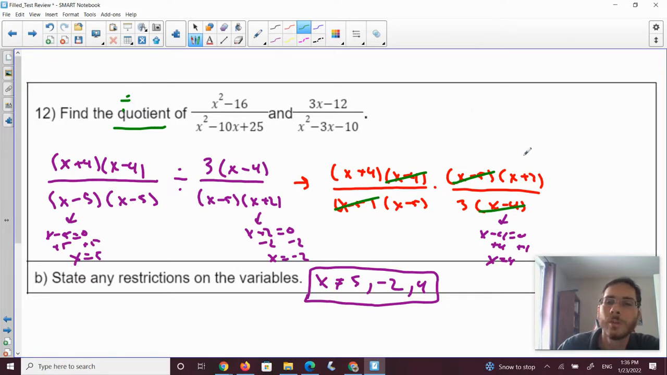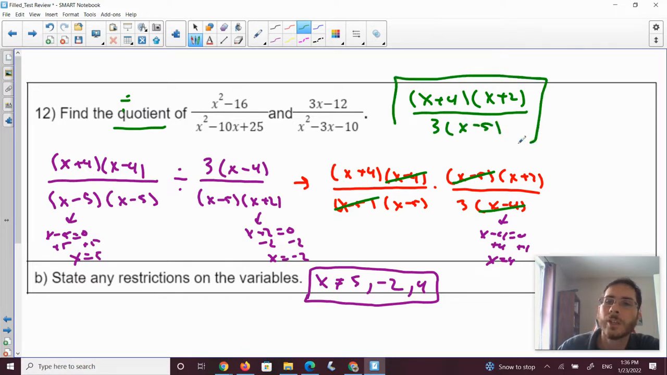So what was left over? Well, what's left over is x plus 4, x plus 2. I like my 3 out front, so I'm going to put the 3 out front, and x minus 5. So again, the cool thing is we don't actually need to multiply any of this together for this section. If you really want to, you can distribute the 3, and you can double distribute the x plus 4 and the x plus 2. Not necessary at all for this question, but if you really wanted to go through that and do some extra work, you can do that for some extra practice. This is what the answer would be, and these are our variables.